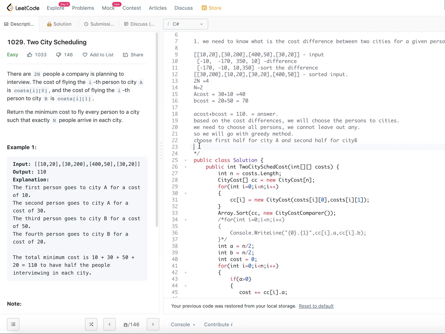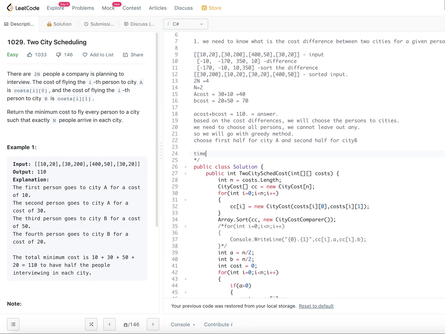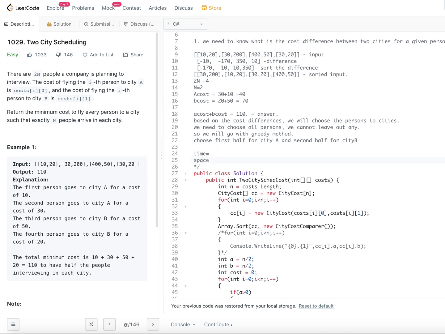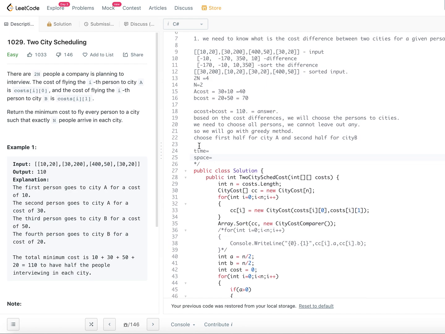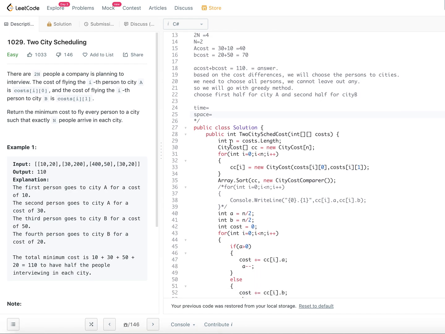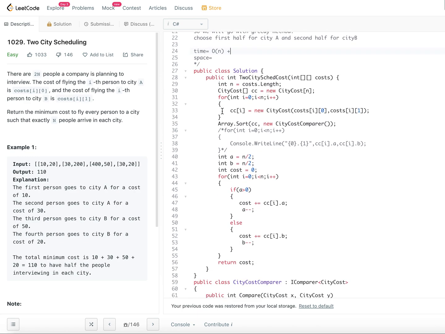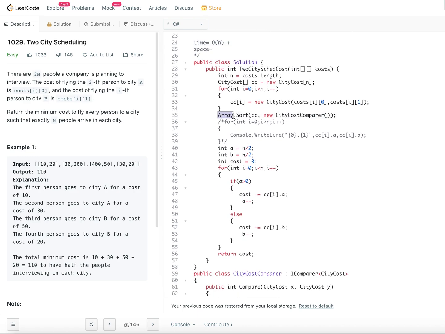Now let's go ahead and look at the time and space complexity. Time and space. So what is the time? We are saying there are n costs. In order to do this filling up, we need order of n. Let me put big O also here. Plus, are we doing anything more? Yes, we are doing sorting.